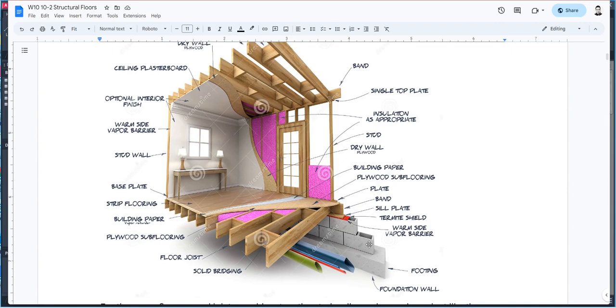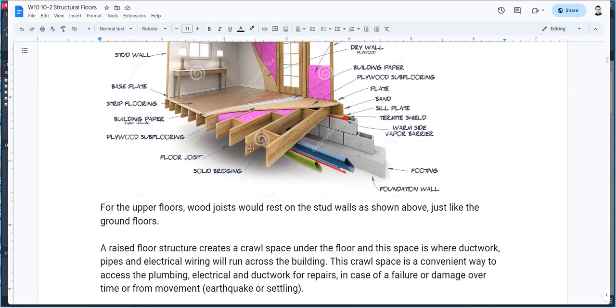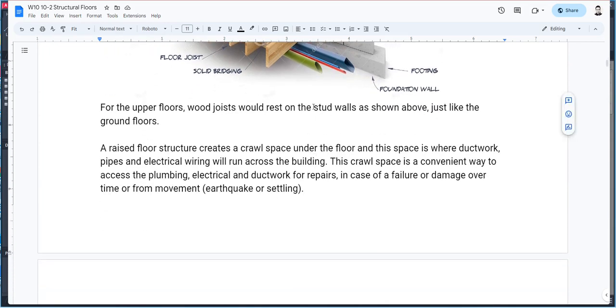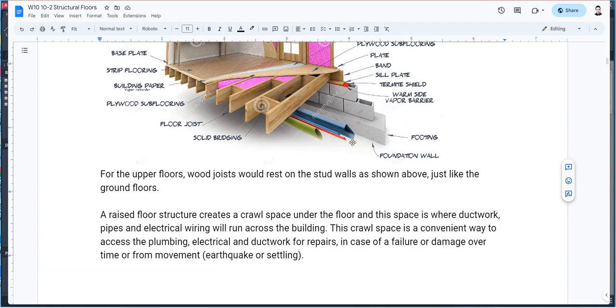They sit on top of a foundation, and that foundation could be a block wall, and the foundation sits on top of a footing. Okay, so to protect and preserve the heat inside the building in winter, they would also insulate that. So all these purple colored areas are insulation. Because the floors on the first floor are sitting above the foundation, there will be a crawl space underneath, and this crawl space is convenient to run your pipes, your ducts, and your electrical.